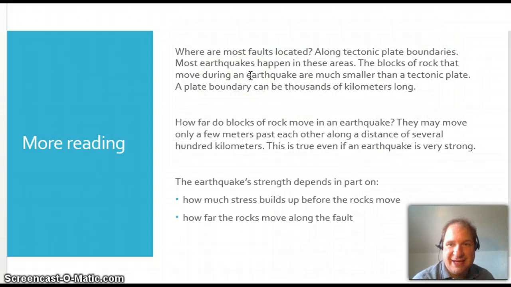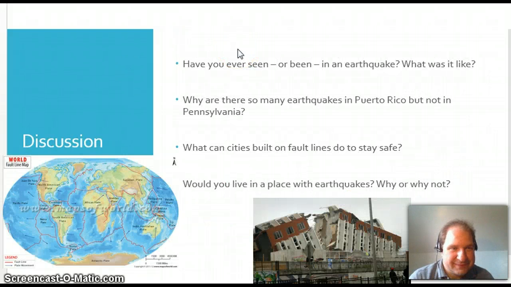So where are the plates located? Where are the faults located? On plate boundaries. And the whole point of an earthquake, how much stress builds up, how they move. So I'm curious if anyone here has been in an earthquake. I have, not very big ones.